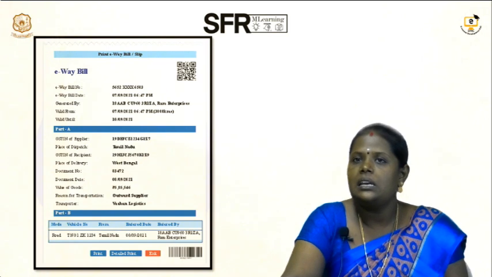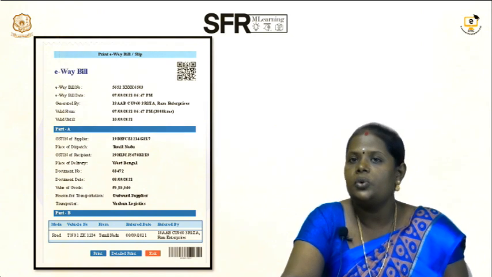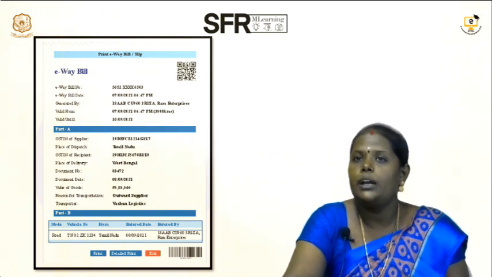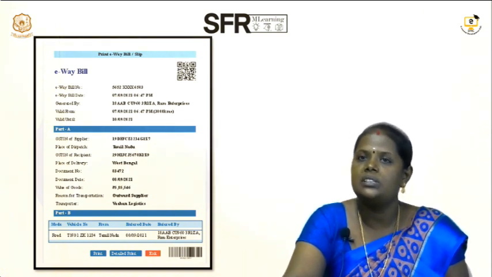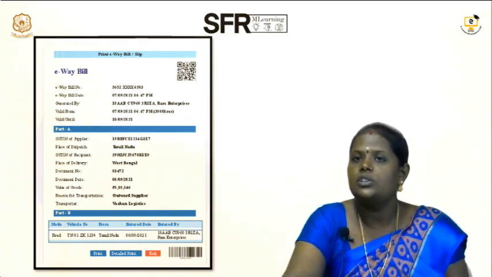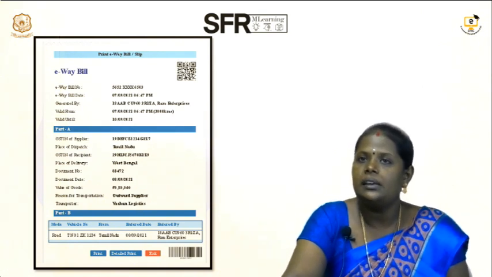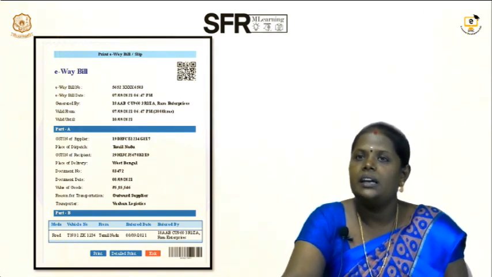Lastly, this is the format of the e-waybill. If we generate it on the portal, it will be issued in PDF form. We have to take a hard copy of it before transporting our goods, and it has to be in the hands of the receiver and supplier. So, these are all the information to be furnished in the e-waybill. A detailed description of the e-waybill will be seen in the next video.